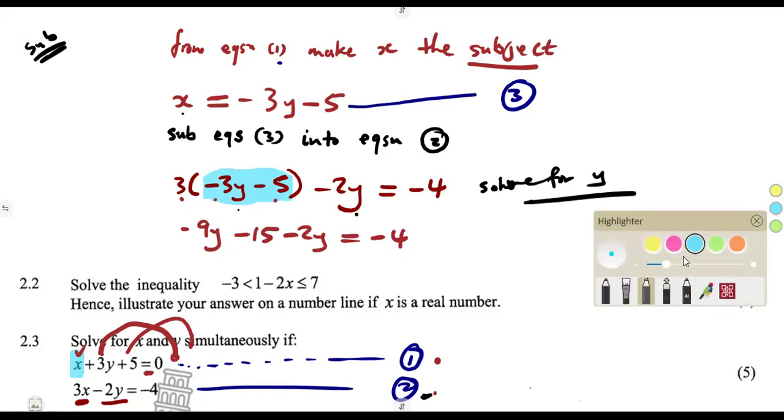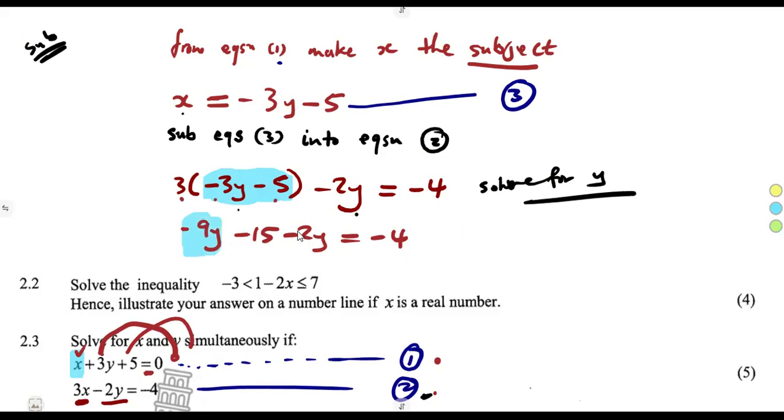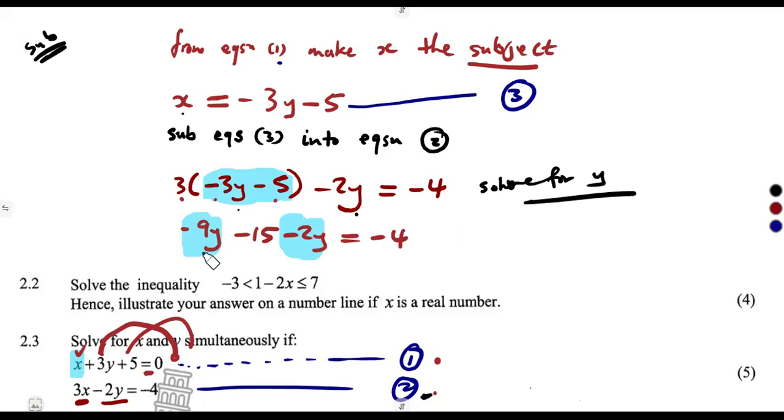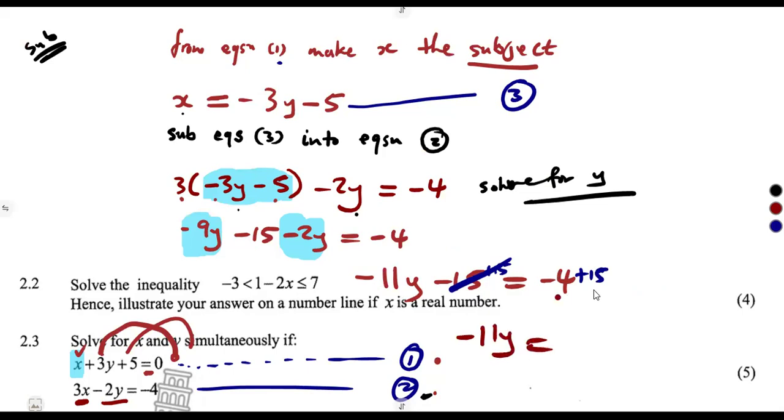Collecting of the like terms here, negative 9y, negative 2 was going to give us what? Negative 11. Negative 9, negative 2. That's a negative 11y like this. Then we've got minus 15, which is remaining, is equal to minus 4. Okay, to get rid of the minus 15, we're going to add 15 both sides, or just transpose it. It will be negative there. So that's it. Negative 11y is equal to what? Minus 4 plus 15. That's positive 11.